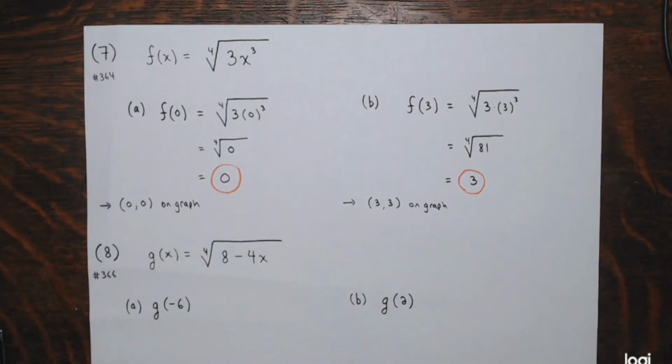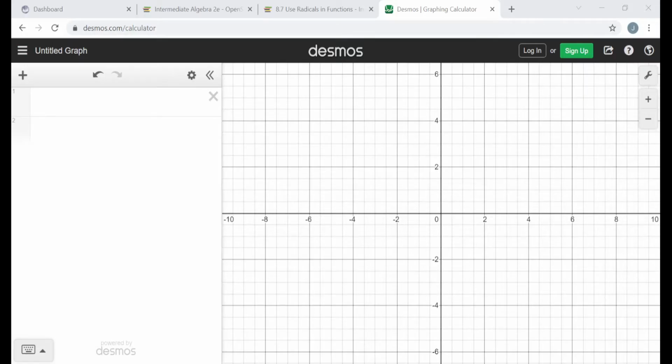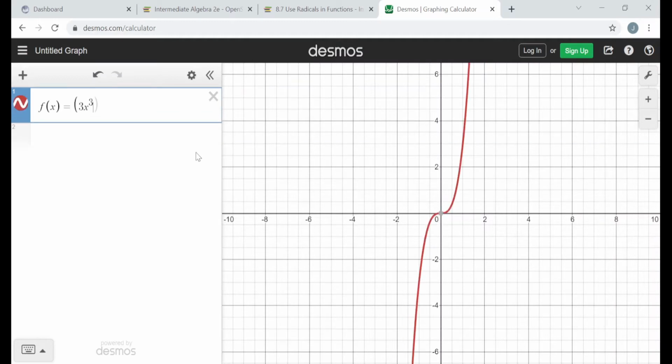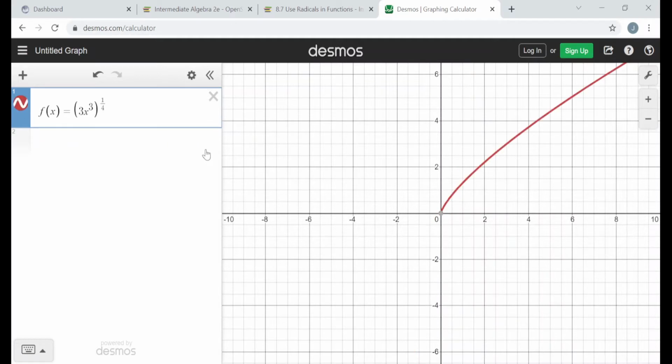Let me enter this function. So back here, it was called little f of x equals. Now once again, I'm just going to put in parentheses the radicand, which was 3x cubed, and then raise it to the 1/4 power. That was the fourth root. You could also find that nth root in the miscellaneous functions in the keypad again, but I like to not have to bring the keypad up as much as possible.